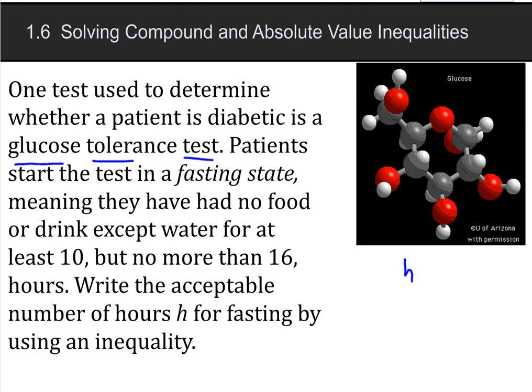If H is my hours, it's got to be no more than 16, but it's got to be bigger than 10. The way that you write that is like this. This is called a compound inequality. It's got to be less than or equal to 16, and if you read this, 10 is less than or equal to the number of hours. So it's putting two statements together in one.